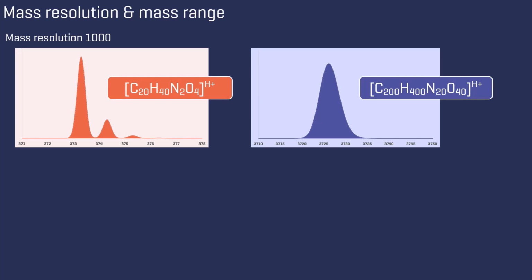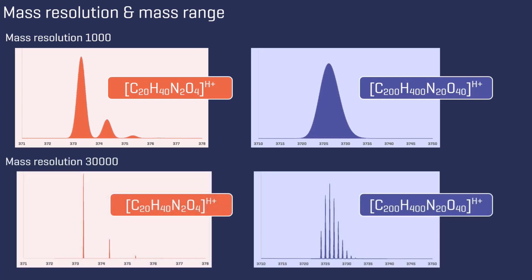Though the resolving power of a mass spectrometer remains consistent across a specific mass range, it has practical implications for molecules with higher masses. In the following comparison of simulated mass spectra, we examine two molecules of differing mass at the same resolution. The molecule on the left displays distinct signals from various isotopes, while the molecule on the right, which contains 10 times more atoms, shows a single broad peak where the isotopes cannot be resolved.